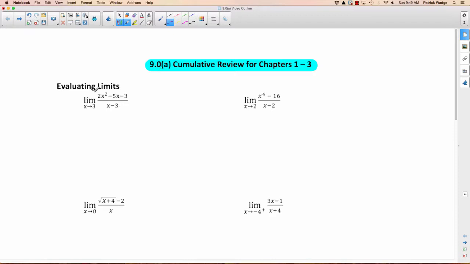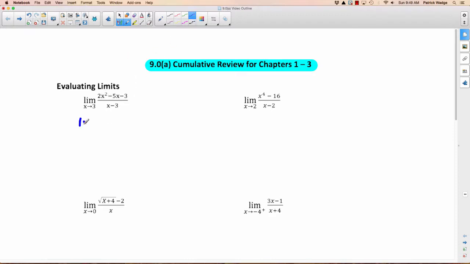So the first thing you might have forgotten about is how to evaluate limits. Remember, we want to know what does this function here equal as x approaches 3. We can't just plug 3 in this case, because if we plug 3 in, we get 0 on the bottom. Can't divide by 0. So first strategy you want to try to do, try to factor. Turns out you can factor.